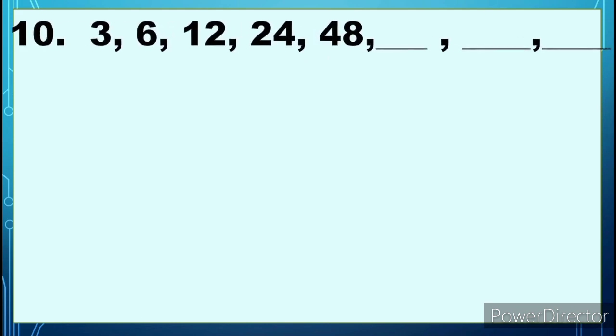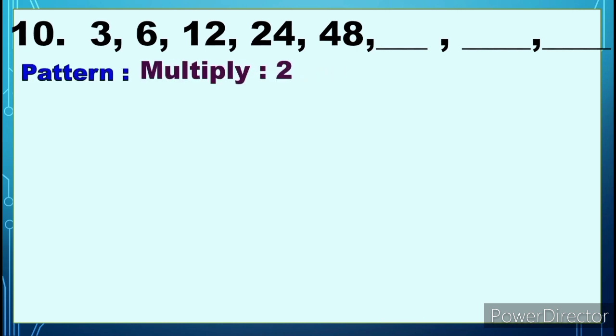Okay, so next, let's have number 10. We have 3, 6, 12, 24, 48. Ang una natin gagawin is aalamin kung ano ang pattern. Since sa given sequence natin ay papataas ang numbers or ang terms, ang gagawin natin is either mag-a-add tayo ng numbers or mag-multiply tayo ng numbers. So, we have 3, the first term. So, kung mag-multiply tayo ng 2, 3 times 2, 6 times 2, 12 times 2, 24 times 2, 48. Okay, let's try the solution. 3 times 2, which is the pattern, equals 6. And that is the next term.